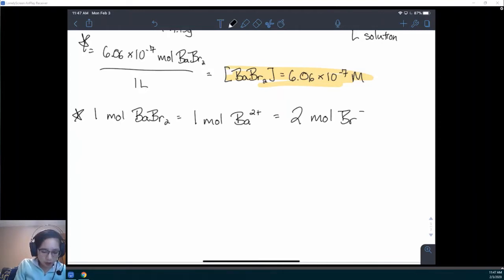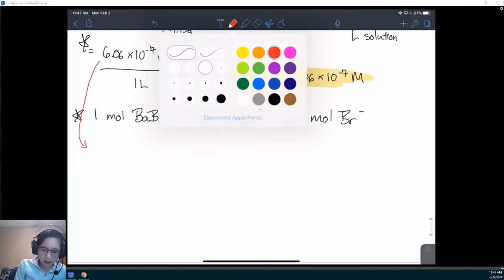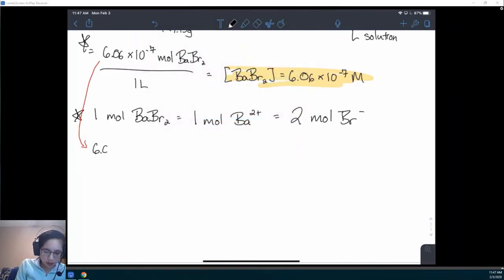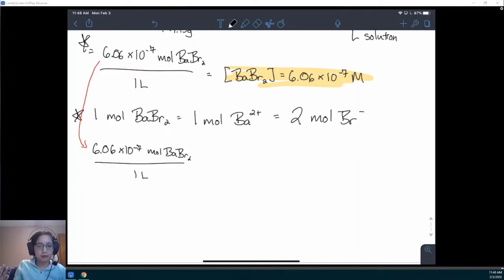So if you start with this number from the previous calculation, 6.06 times 10 to the negative 7 moles of barium bromide over 1 liter. Again, I'm just rewriting concentration in terms of moles per liter instead of the big M. So I can use that number and the conversion factors that I just got in the above line to get from moles of barium bromide to moles of barium. So here it's a 1-to-1 ratio.